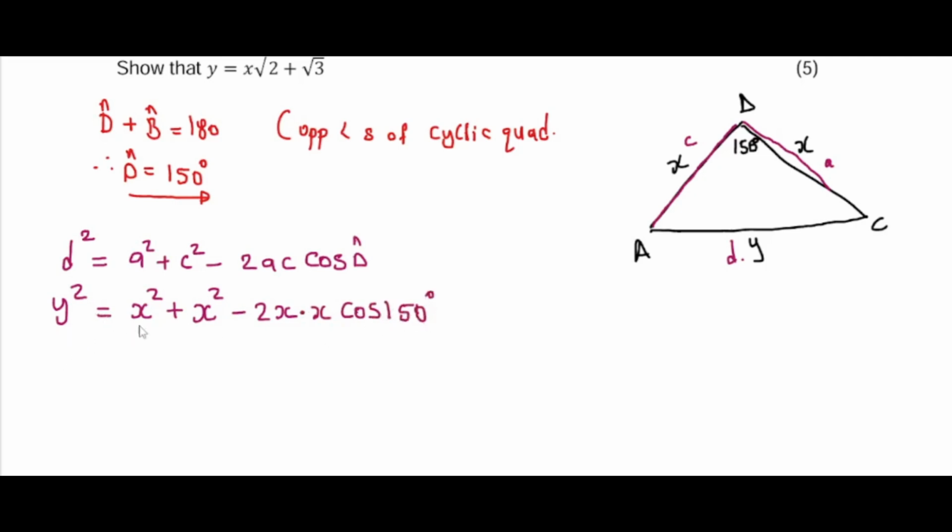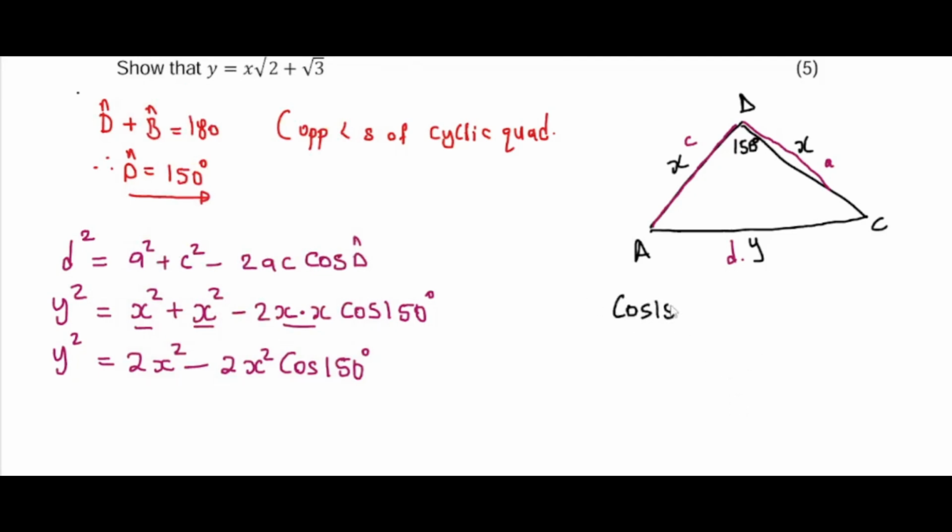Now these are my like terms. I can write this as 2x squared minus 2x squared, which is x times x, times the cos of 150 degrees. So we say y squared is equal to 2x squared minus 2x squared cos 150 degrees. I see something here, the cos of 150. I think it's best if we reduce that.